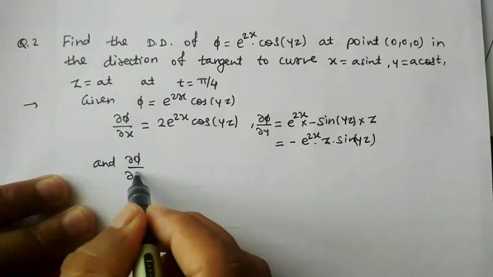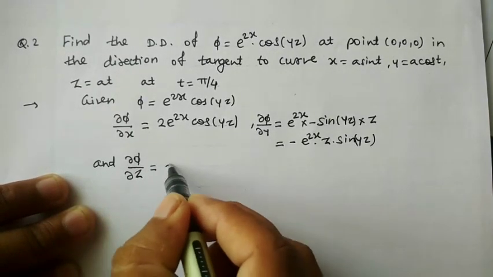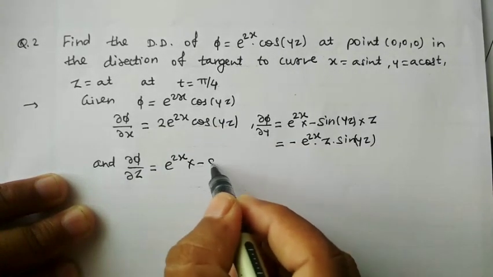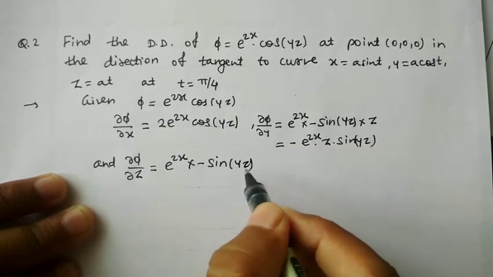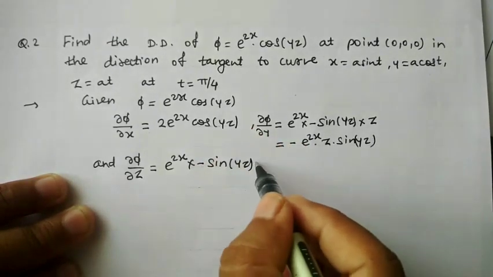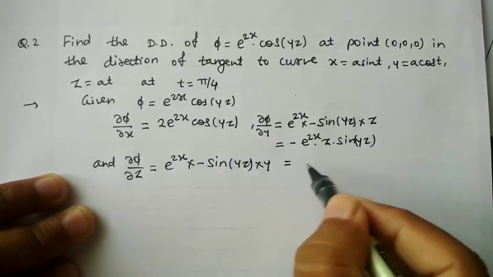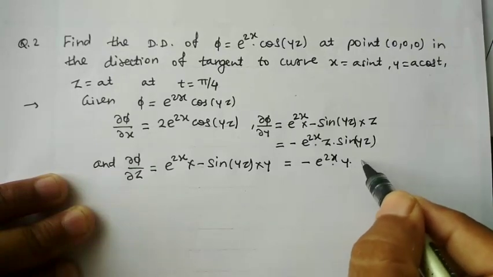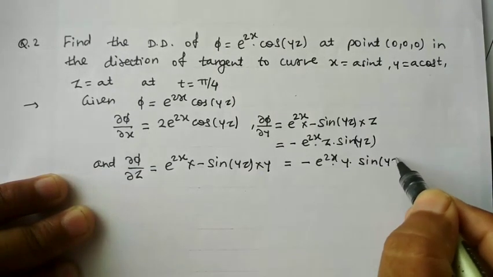Partial derivative of phi with respect to z is again e raised to 2x as it is. The derivative of the cos function is minus sin of yz into the derivative of yz with respect to z, which is y. This equals minus e raised to 2x into y into sin of yz.